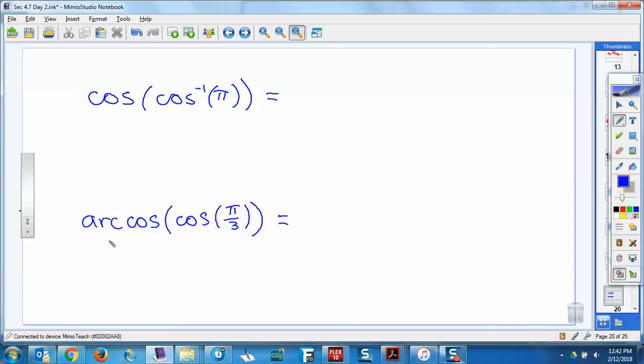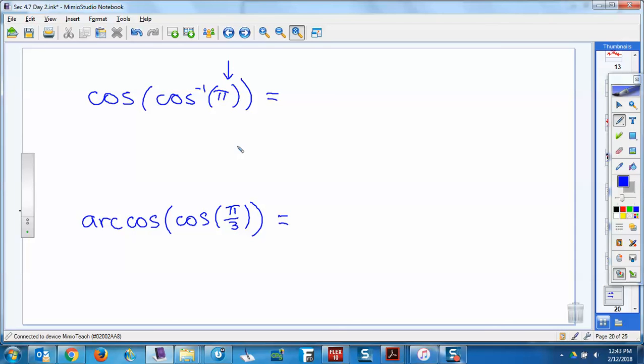Okay? All right, let's look at this one. Cosine of the inverse cosine of pi. Cosine of the inverse cosine of pi. Now I've tricked you. I've tried to trick you. Don't be typing your calculator. Cheater. What do you got?